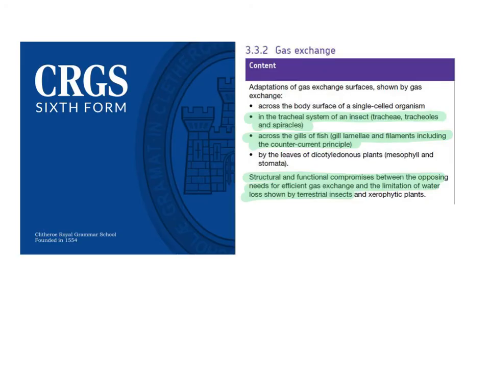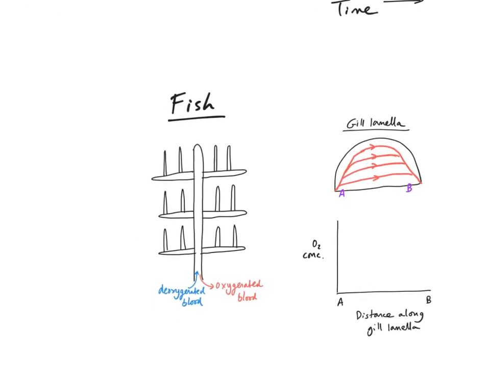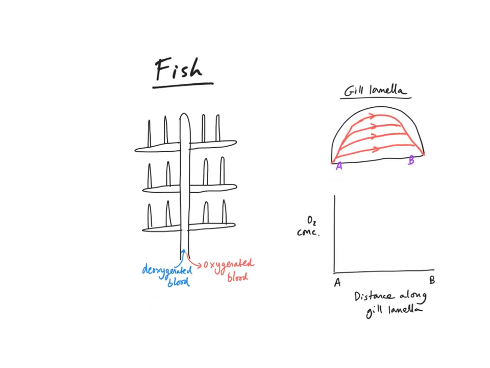After a quick sip of coffee, I'm back for gills and fish. So we need to know what gill lamellae are, filaments are, and what a gill is, and the countercurrent principle. And again, relating it to Fick's law. So again, I've drawn this picture of a gill.